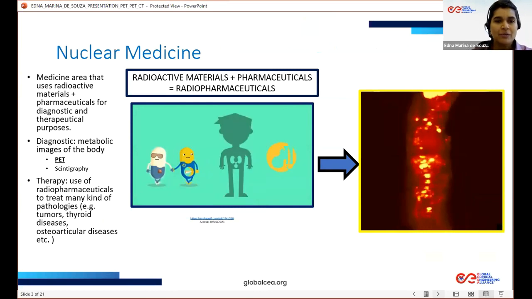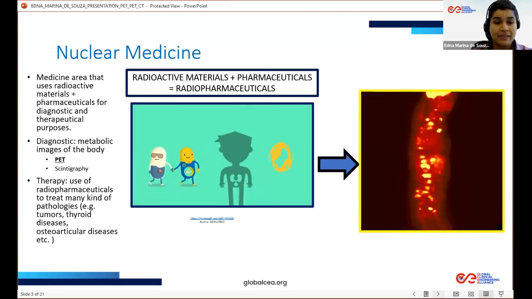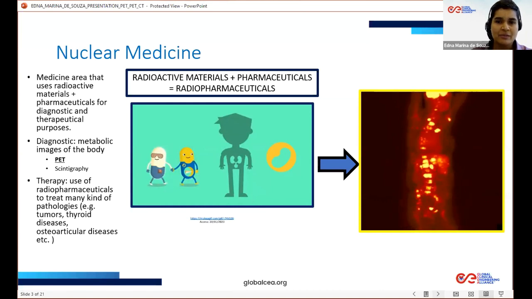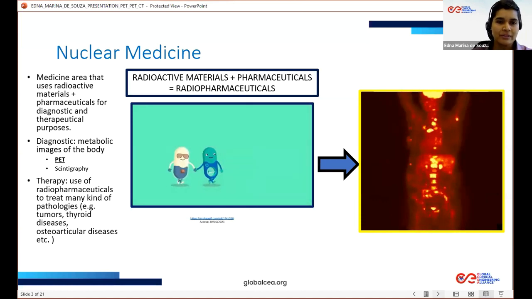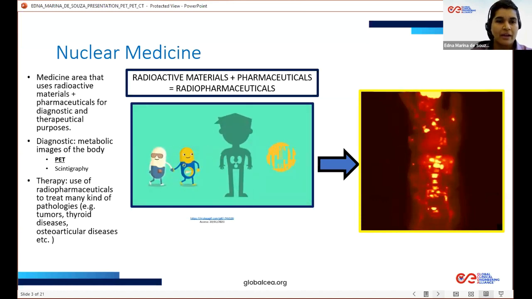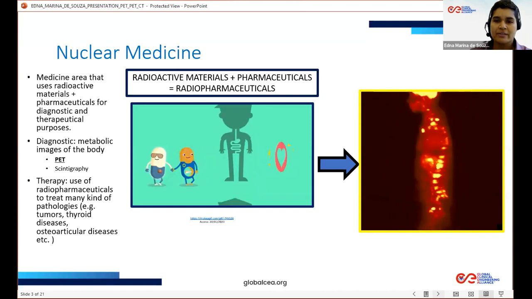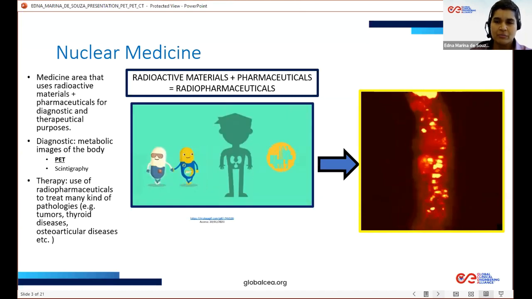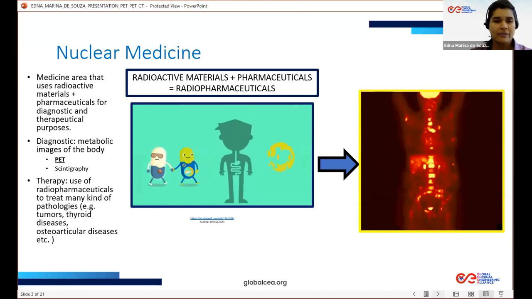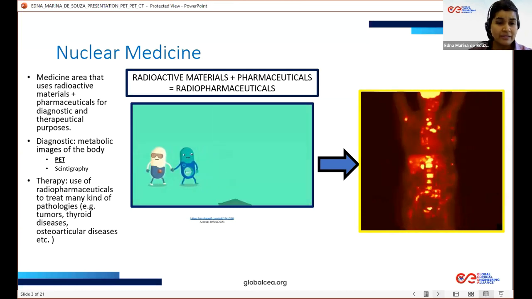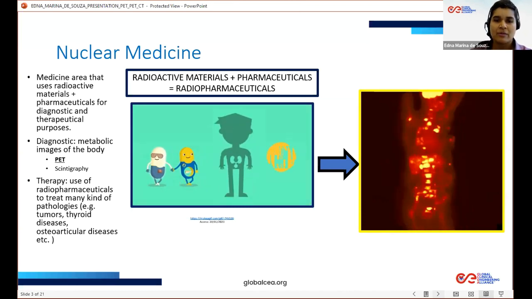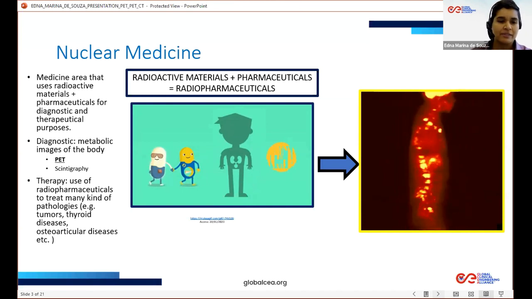First of all, let me give you a brief concept about nuclear medicine. Nuclear medicine is a medicine area that applies radioactive materials linked to pharmaceuticals for diagnosis and therapeutic purposes. Diagnosis is basically related to detection of the metabolic activity of the tissues using machines and techniques such as PET or scintillator camera, for example. And therapy applies specific radiopharmaceuticals to treat many kinds of diseases.